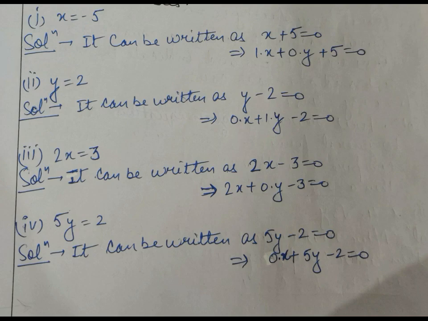So first part is x equals minus 5. Now here it can be written as x plus 5 equals 0. That means minus 5 has been shifted to the LHS. Now further it can be written as 1 into x plus 0 into y plus 5 equals 0. So this is the proper form of the linear equation in two variables.